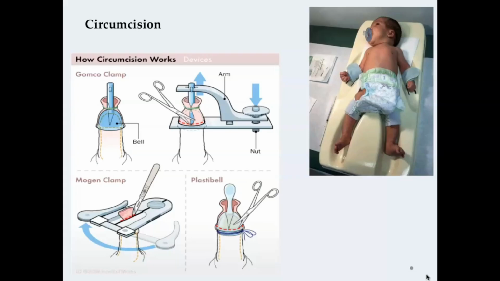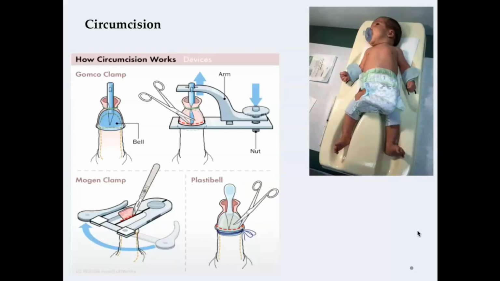The Gomco clamp, the Mogen clamp, and the Plastibell are different procedures that a physician can do to perform a circumcision. I know it looks torturous when the baby's strapped down here on this plastic little insert with their arms and legs held down, but that's in order for the physician to perform the procedure, because you wouldn't want the newborn moving.